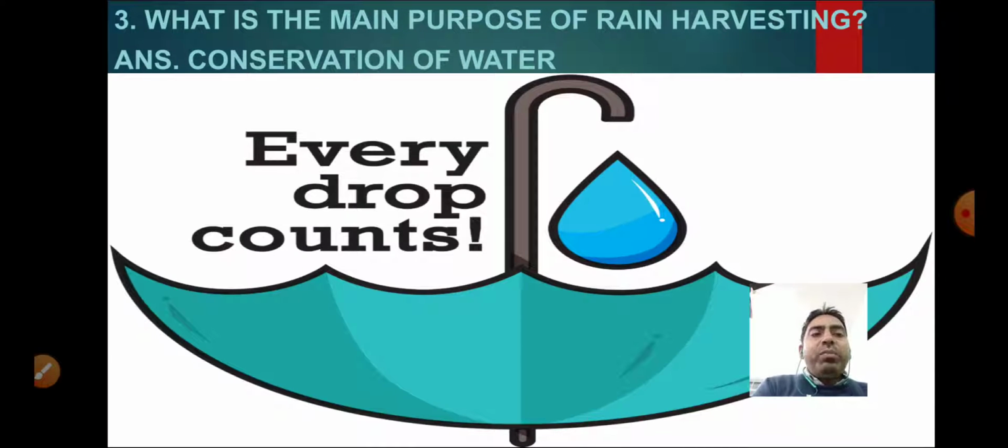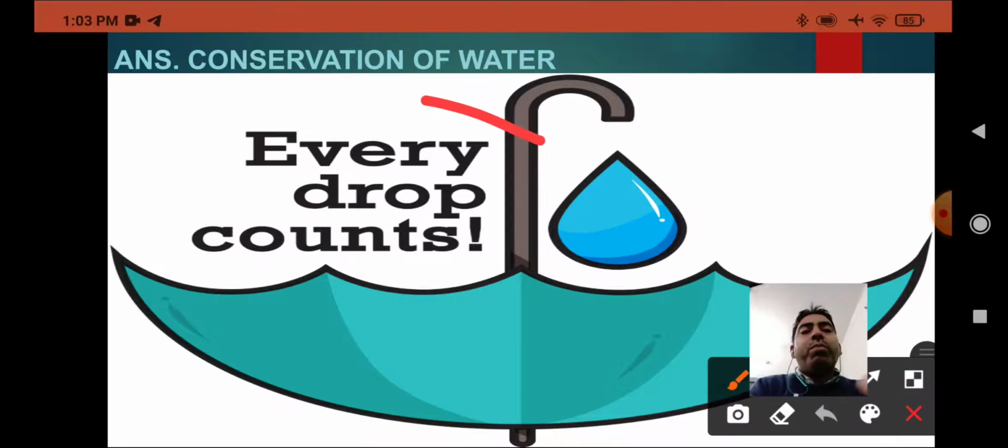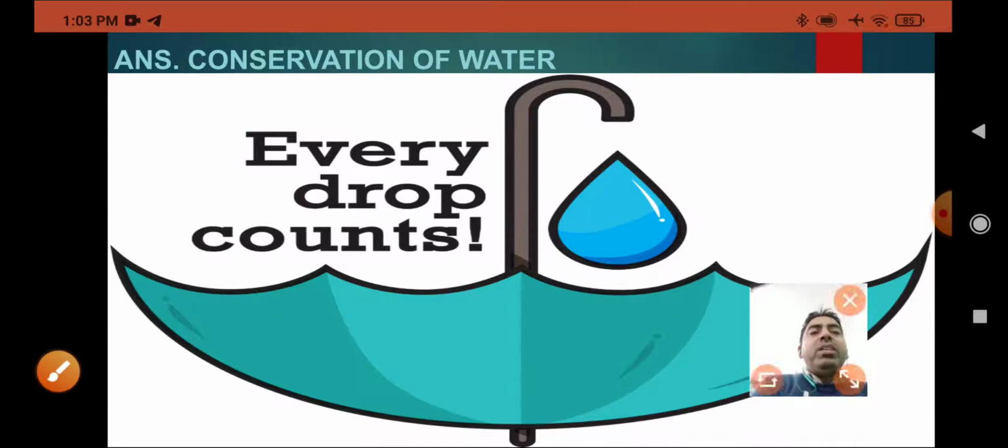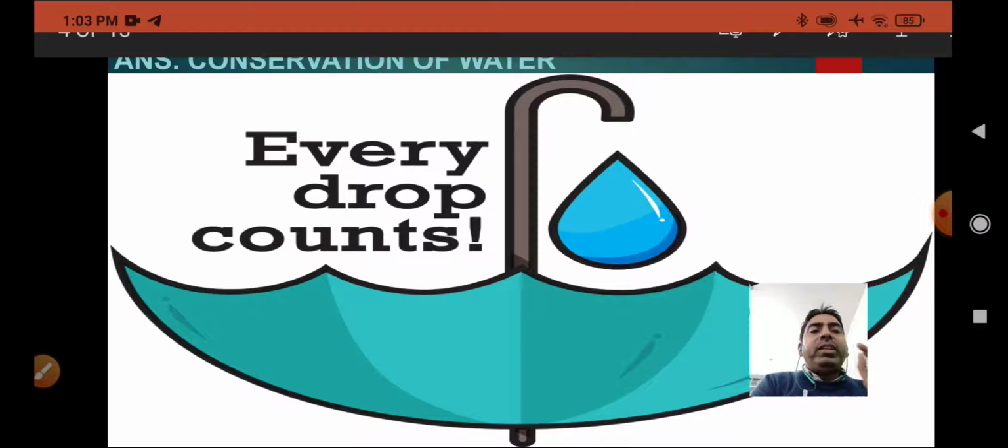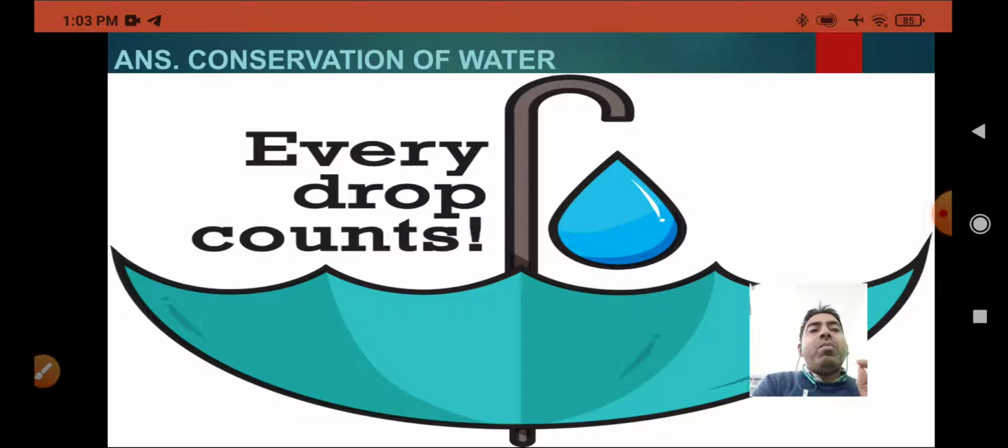Now we are proceeding towards the third question: what is the main purpose of rain harvesting? The purpose of rain harvesting is the conservation of water. Every drop of water counts. It is given here: every drop of water counts. It means every drop of water is important. Think, if water were not present on earth, what would happen? It would be very difficult to survive if water were not present on the earth.